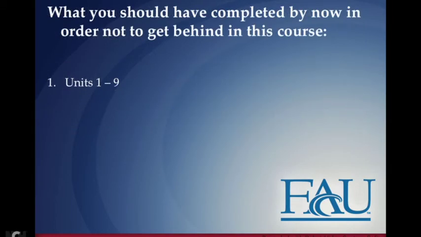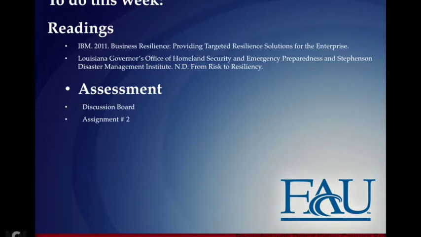In order not to get behind in this class, you should have completed all the requirements for Units 1 through 9. This week you need to read Business Resilience, Providing Targeted Resilience Solutions for the Enterprise by IBM. You also need to read From Risk to Resiliency by the Louisiana Governor's Office of Homeland Security and Emergency Preparedness and the Stevenson Disaster Management Institute. You also need to participate in the discussion board, and you need to keep working on assignment number 2.